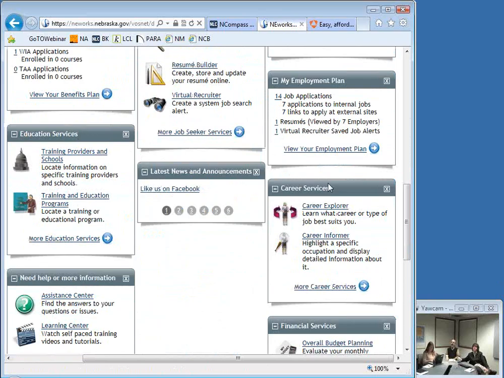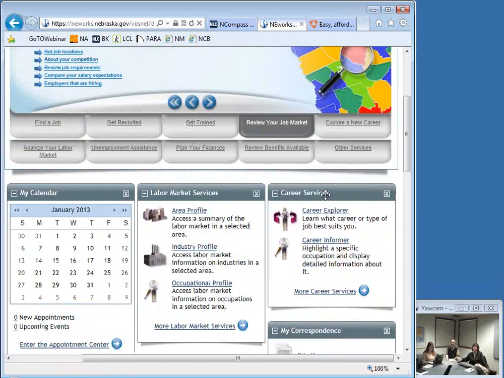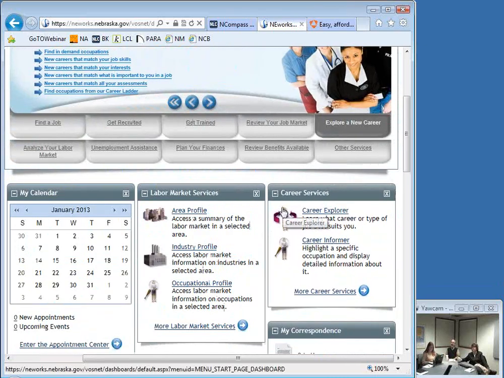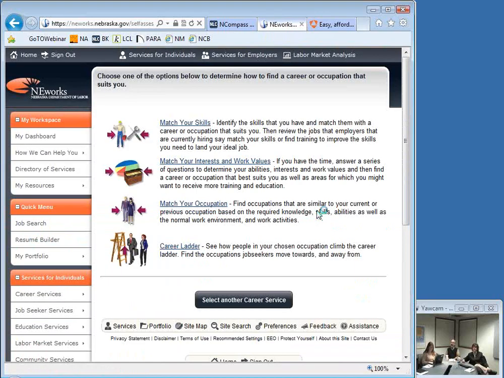educational services, or if people often wonder not only how to use NEworks, but I'm not quite sure what to do. We might have a lot of our middle schoolers and high schoolers coming into our library. We have a career services section here with assessments right online, free assessments, so they can click, for example, Career Explorer, and go right into matching their skills to find a career occupation, matching their interest and work values, matching their occupation, or even the career ladder.